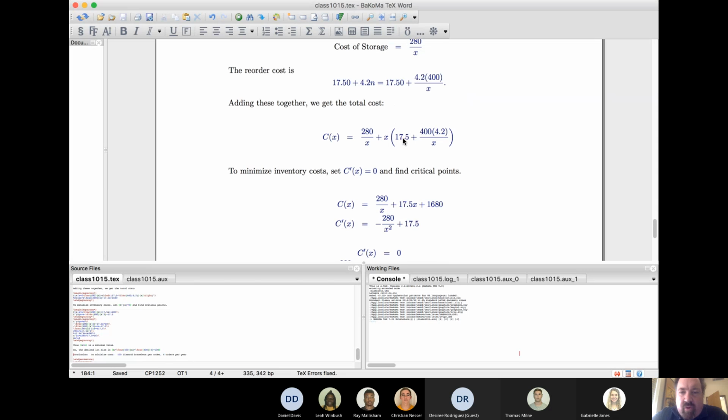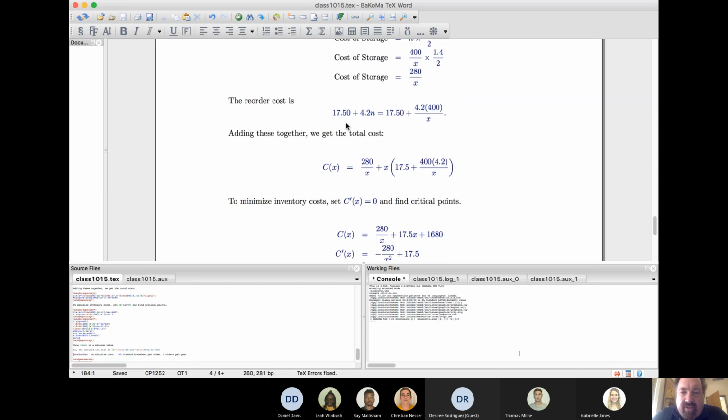And for ordering costs, some problems, as we've seen, have just the fixed cost, and other problems have an additional per item cost that's figured in here, the $4.20 per item ordered. So that significantly affects things.